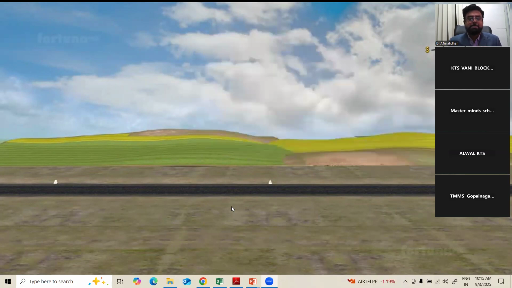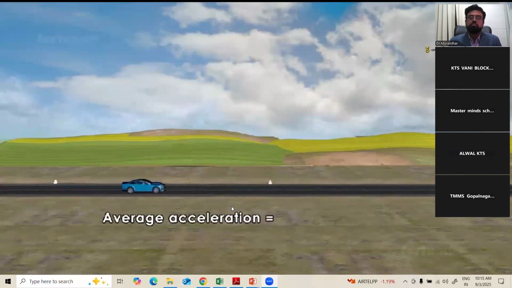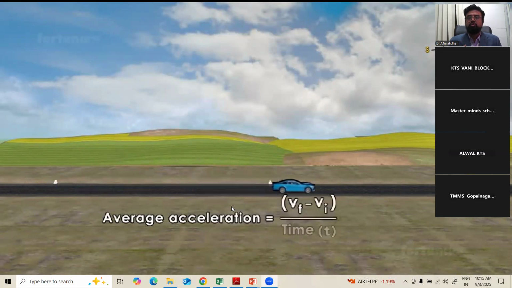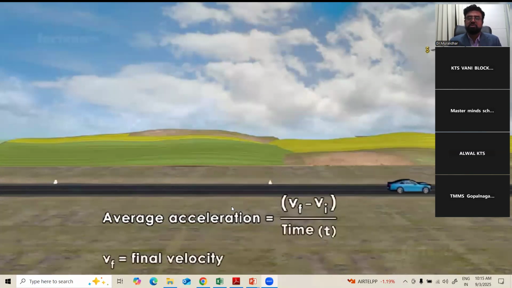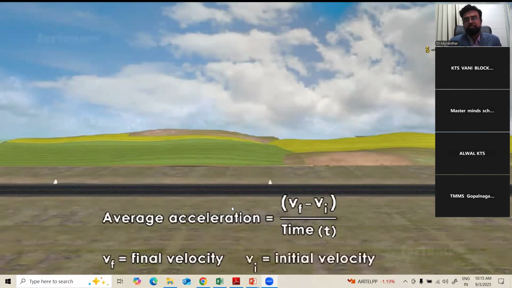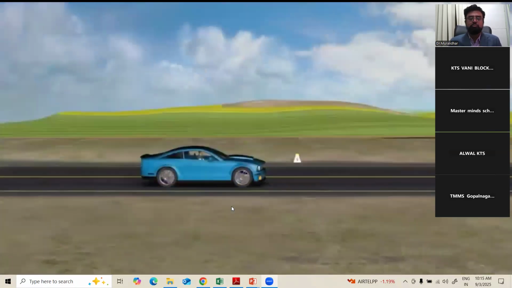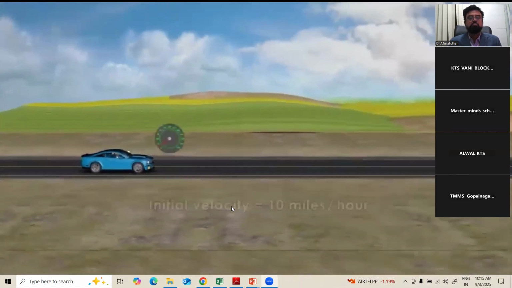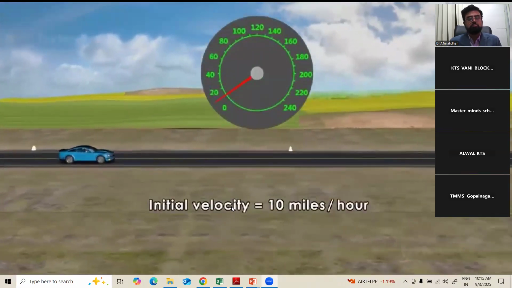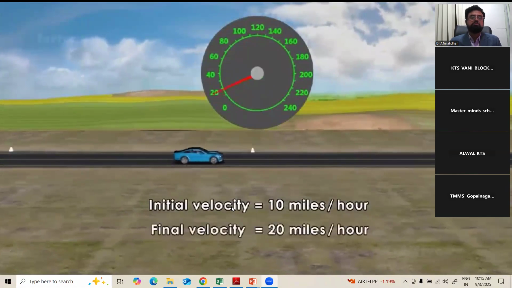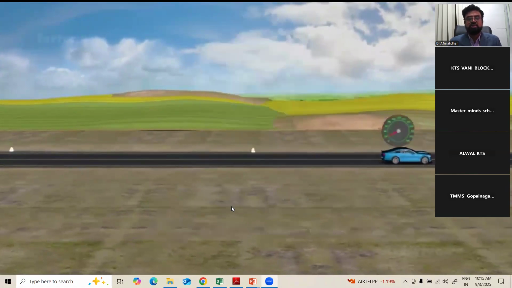The average acceleration of an object can be calculated using the equation: average acceleration is equal to the change in velocity, Vf minus Vi, divided by the time, where Vf is the final velocity and Vi is the initial velocity. In our example, the initial velocity is 10 miles per hour and the final velocity is 20 miles per hour.